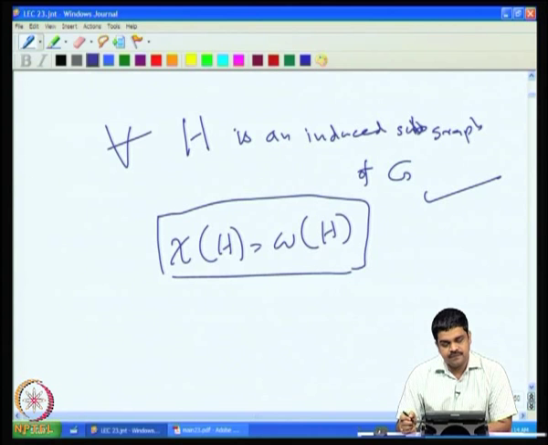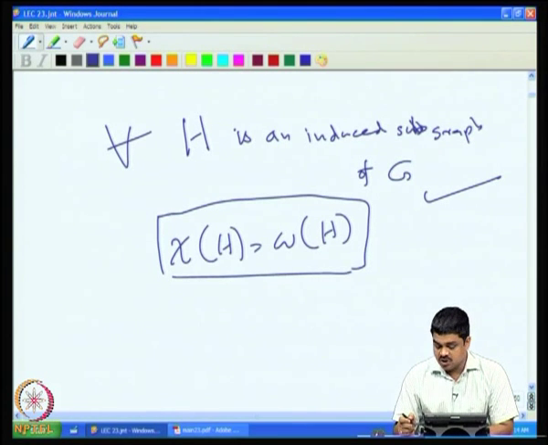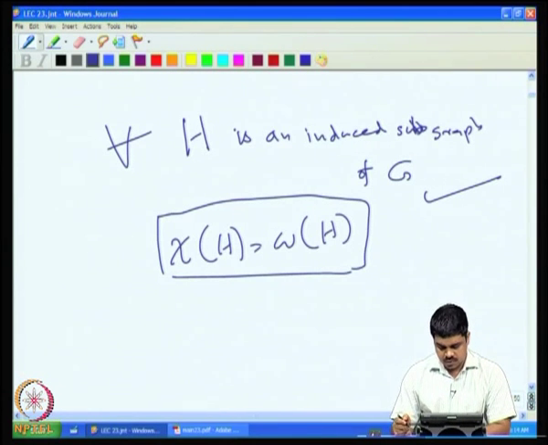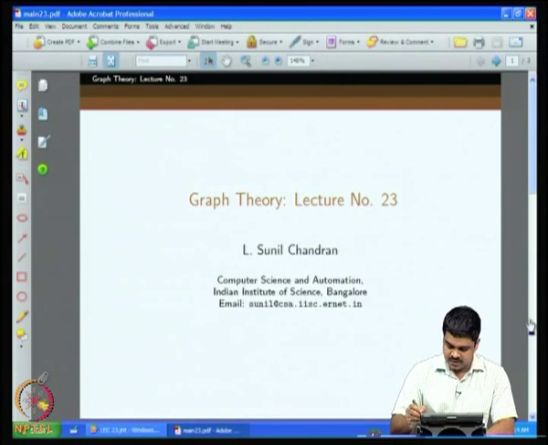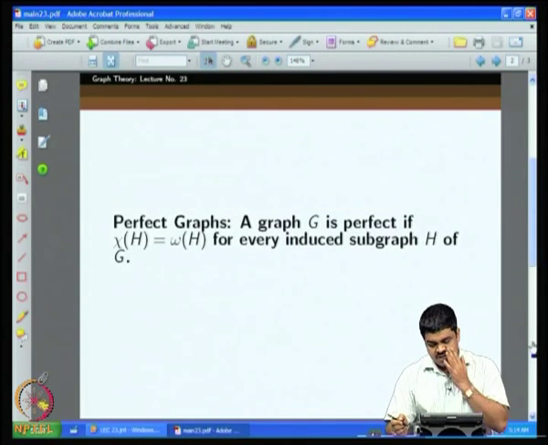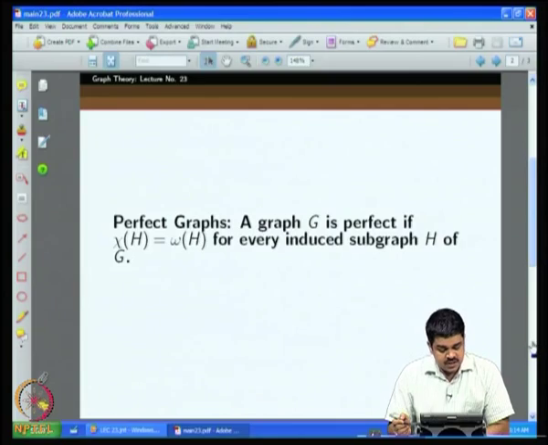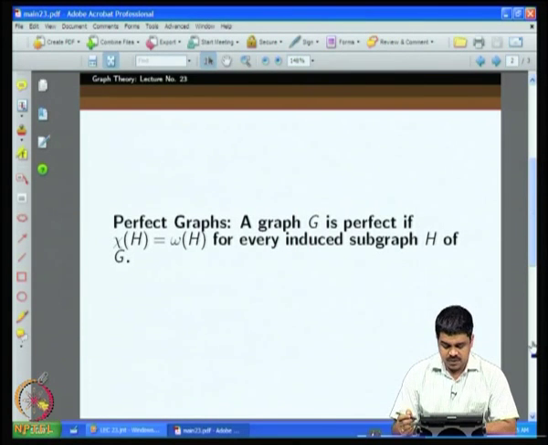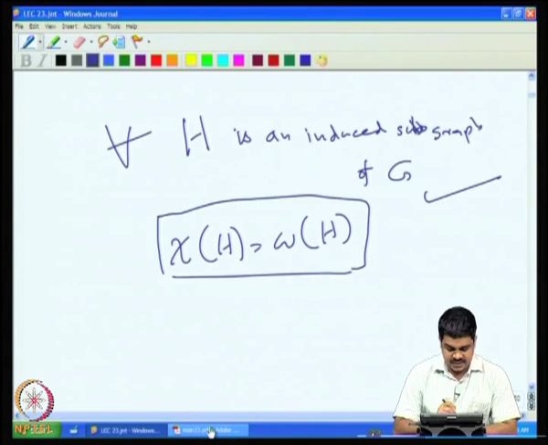So, a perfect graph is a graph such that every induced subgraph of it has the property that its chromatic number is equal to its clique number. So, this is the class of perfect graphs as he defined. Graph G is perfect if chi of H is equal to omega of H for every induced subgraph H of G. Now, he asked, can we characterize these things, can we understand this kind of graphs.